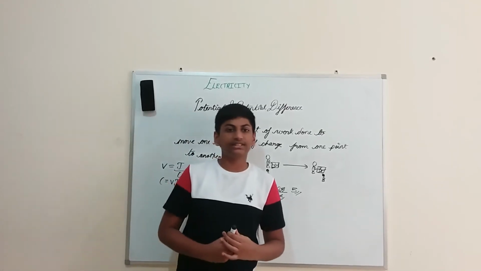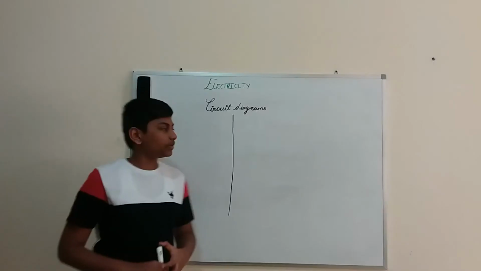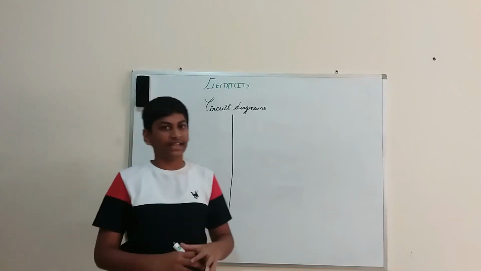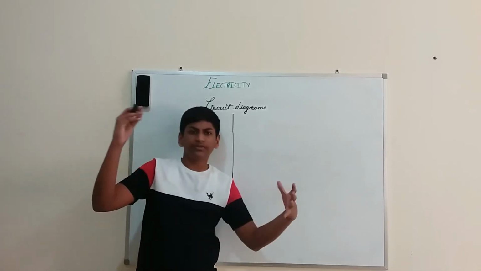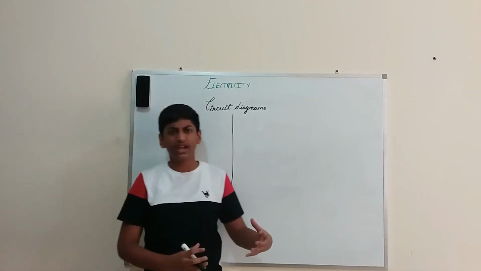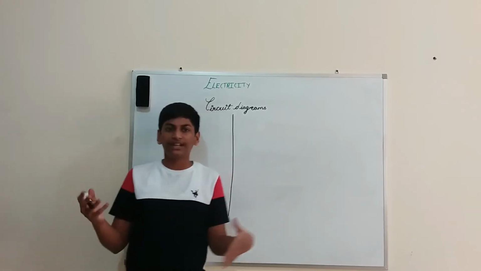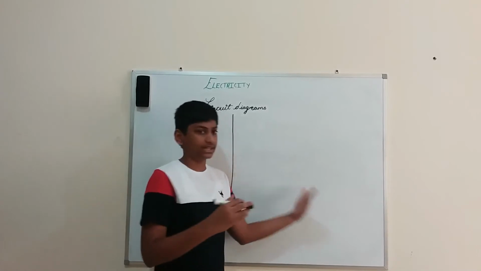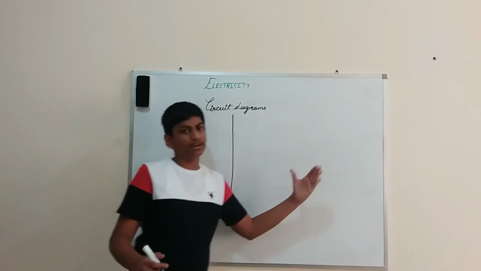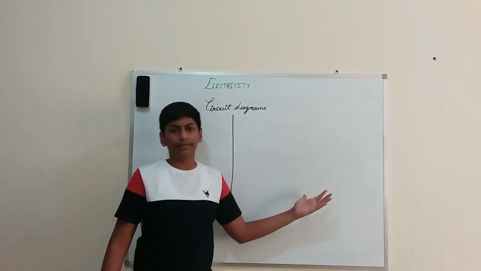Now let's see the circuit diagrams. What is a circuit diagram? If I need to connect a bulb with a battery and it should have a switch, if I need to represent it in a diagrammatic form, I should draw it on paper, for example. If I need to draw it on paper, what should I use?